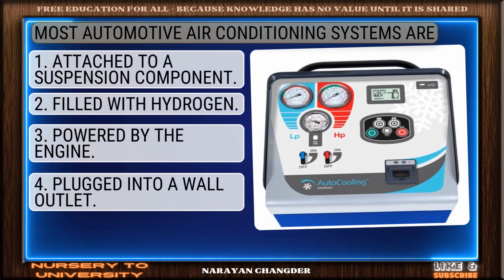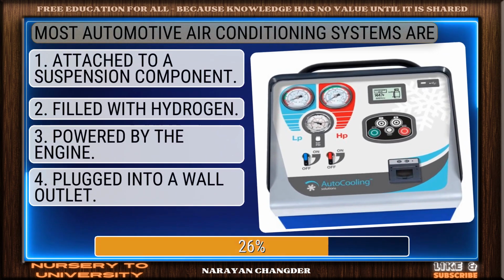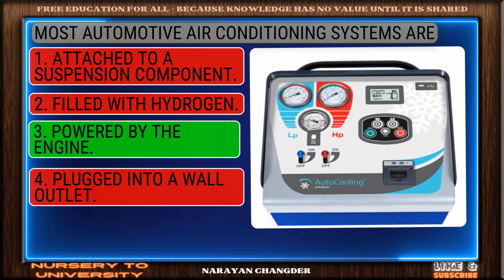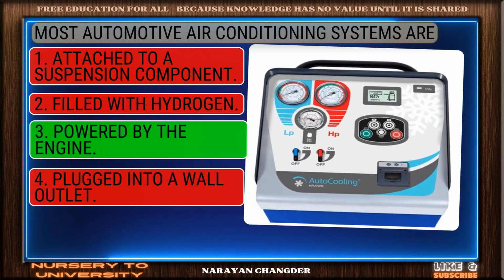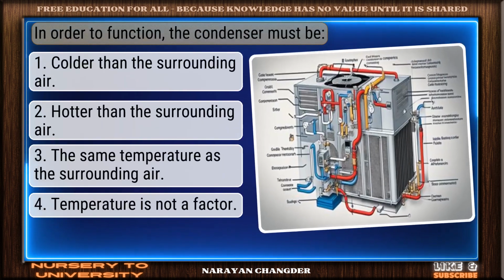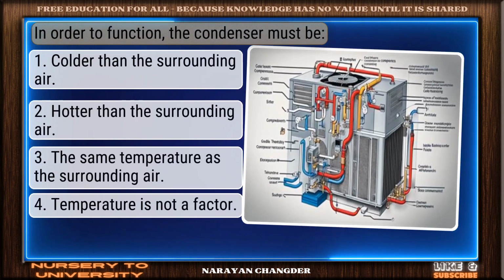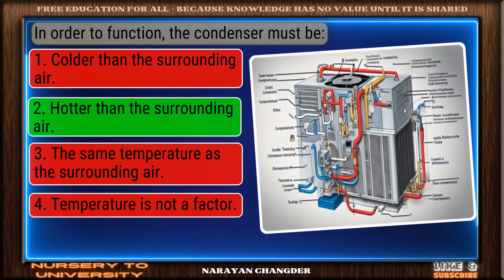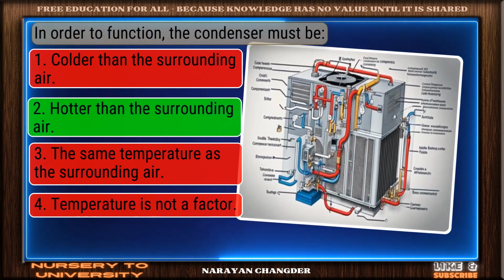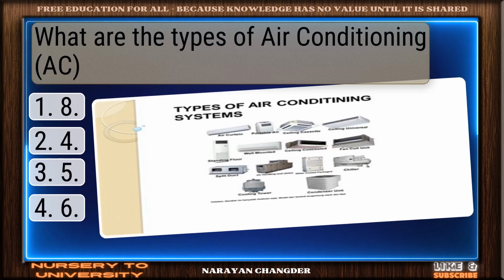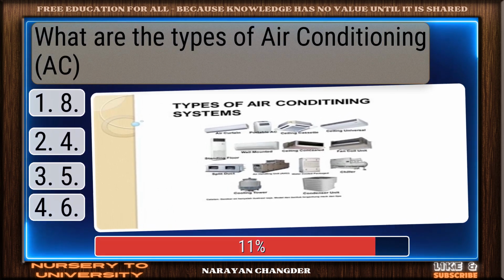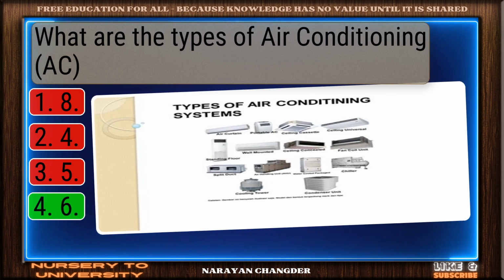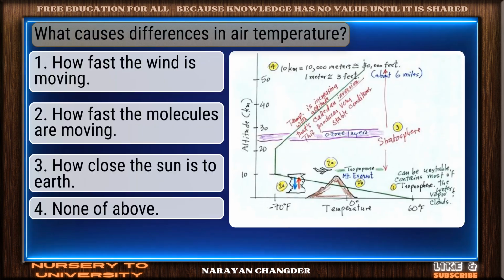Most automotive air conditioning systems are. Well picked. Powered by the engine is the correct answer. In order to function, the condenser must be. Solid response. Hotter than the surrounding air is a valid choice. What are the types of air conditioning? Smart move. 6 is an accurate answer.